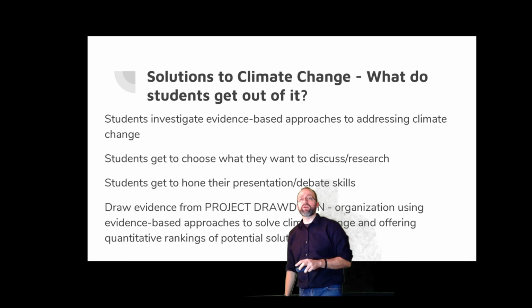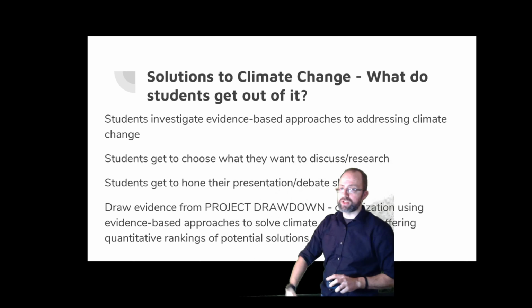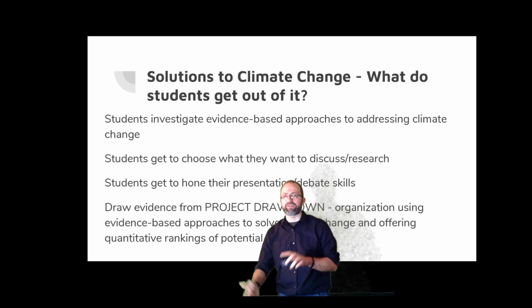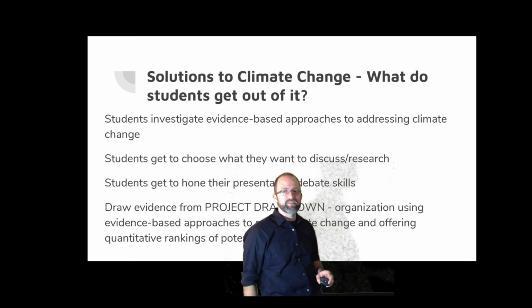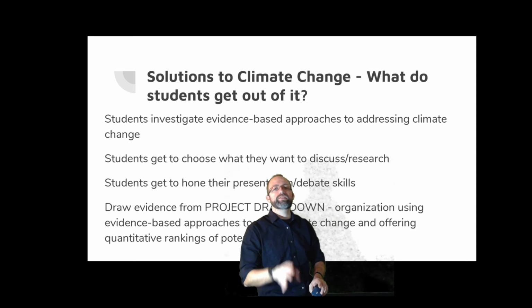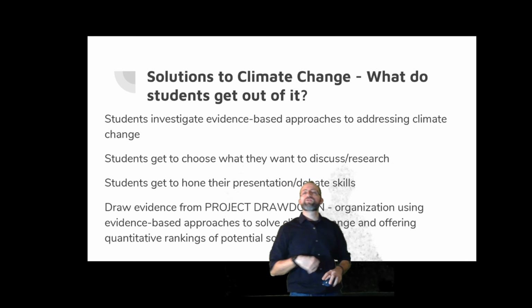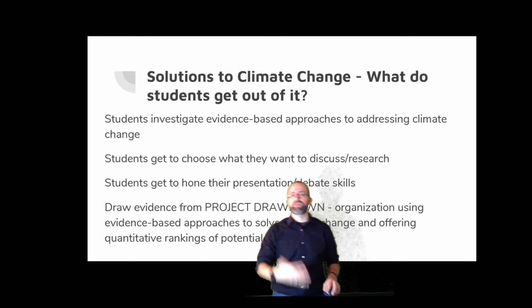So I based it around Project Drawdown, which is an evidence-based approach to figuring out how to solve climate change. And they've quantified the effect of different aspects. So electric cars, electric trains, electric bikes, replenishing wetlands, all sorts of solutions on this Project Drawdown website. And students get to work in groups, pick the solution that they want to research, and present on that.